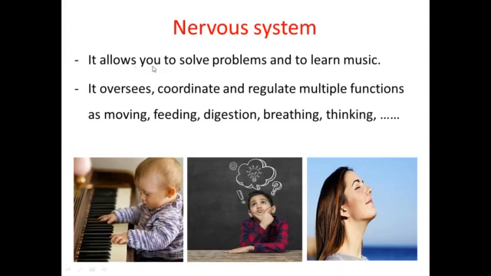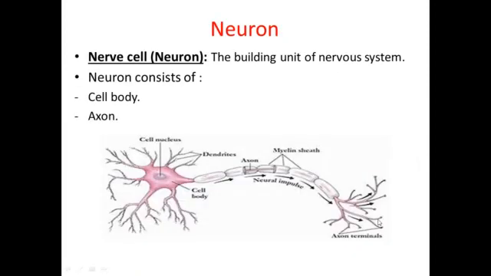The nervous system also allows you to solve problems. When you think to solve any problem, it is a function of the nervous system. Also, learning music or learning any other hobby. It oversees, coordinates, and regulates multiple functions, like all functions of the body, such as moving, feeding, digestion of food, breathing, thinking, and so on.